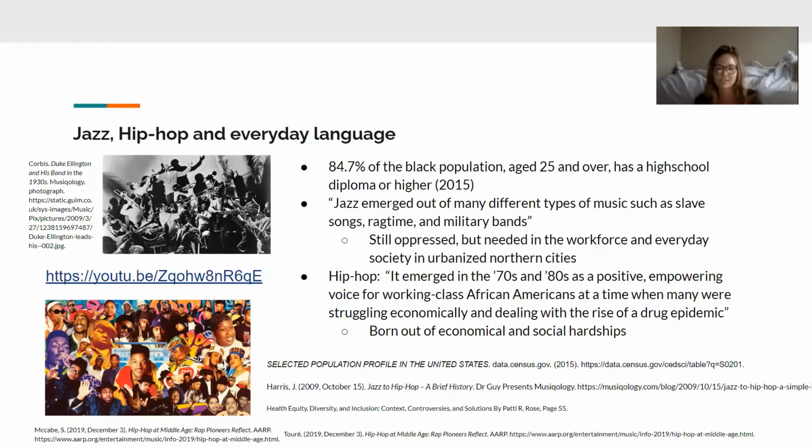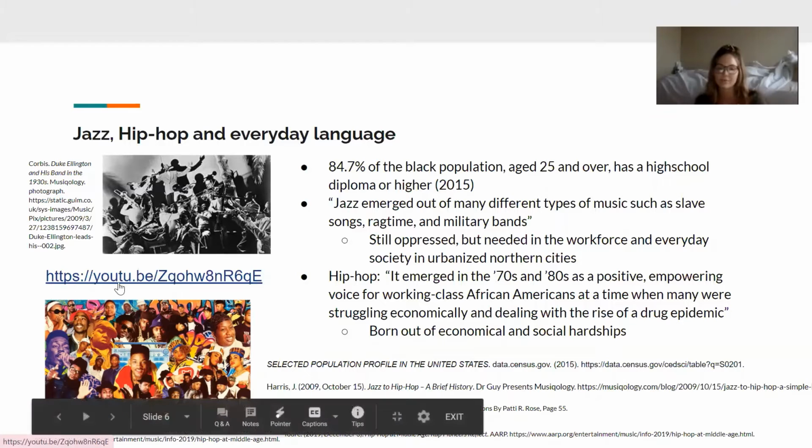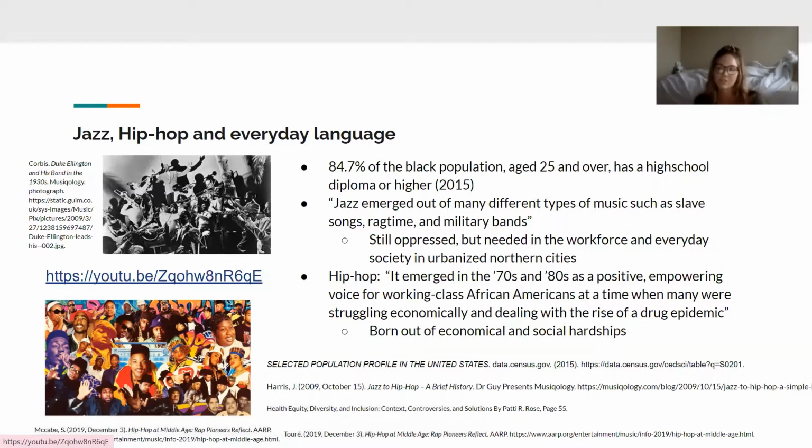Now it was switched into hip hop, and this emerged a little bit more in the 70s and 80s, more as a positive, empowering voice for the working class African Americans at the time that they were struggling economically and dealing with the rise of a drug epidemic. You'll see in the video that we play in a little bit that really it was born out of more economical and social hardships. People were using it as a voice to kind of say to the rest of the population what they were going through and why they were saying things like that.